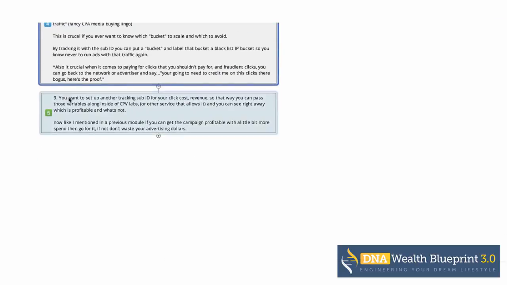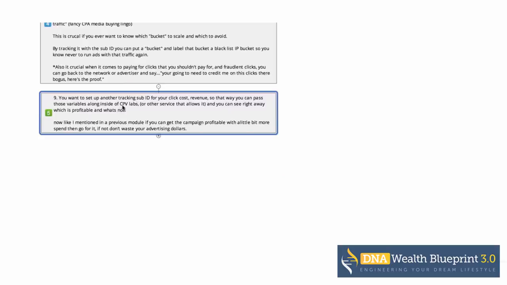All right. Now, the next one is you want to be setting up another tracking sub ID for your click costs and your revenue. So this way you can pass all those variables along inside of CPV Labs. Now, there are other services that allow you to do this. I use CPV Labs. I don't screw around. Once you have a tracking service and you're very familiar with it, that's what you want to use, right? So you can see right away what's profitable and what's not.